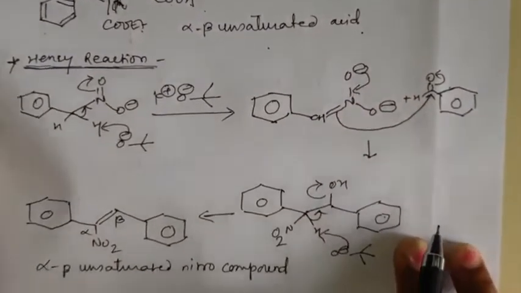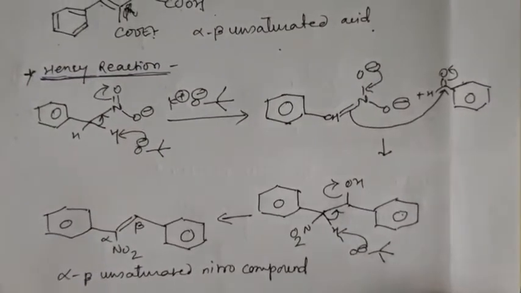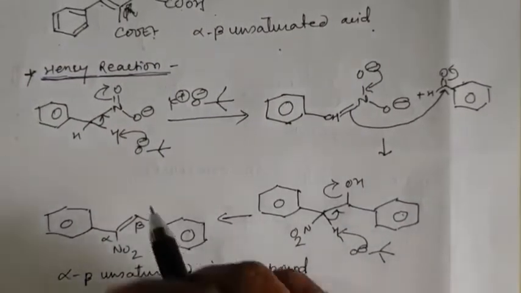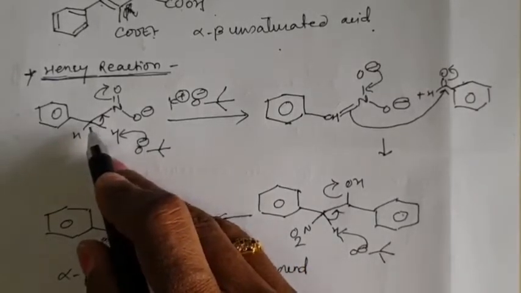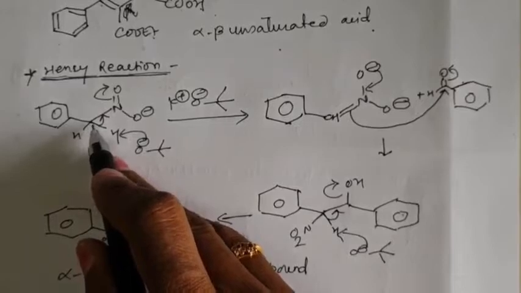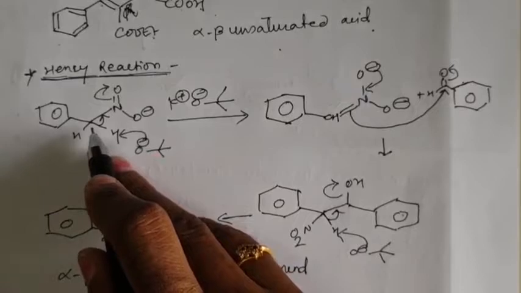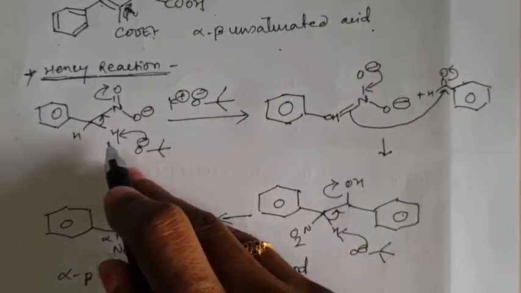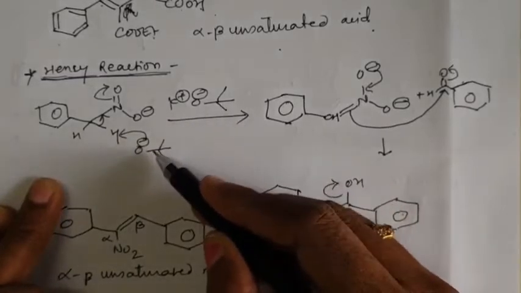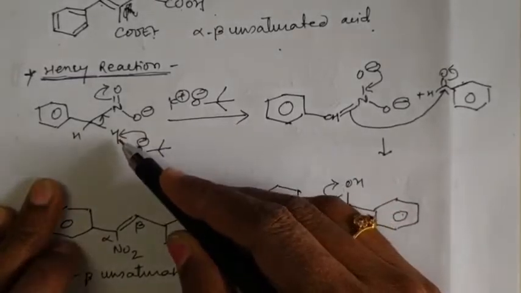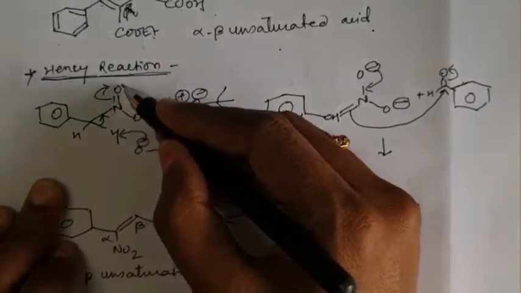Now the next reaction is the Henry reaction. Here we are going to prepare an alpha beta unsaturated nitro compound. So here we generate the carbanion. This is the nitro compound which we are going to use, benzene attached to CH2 and a nitro group. These hydrogens are acidic hydrogens which can be easily removed by the base. Again we are using potassium tertiary butoxide as the base. It abstracts this proton, this bond is shifted here, and now it becomes O minus.